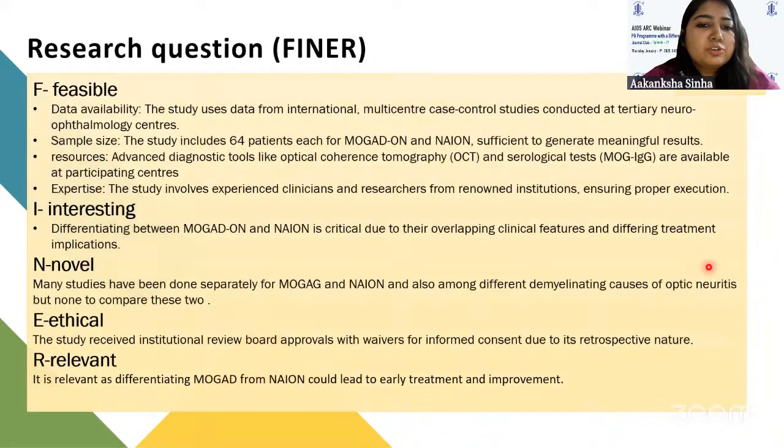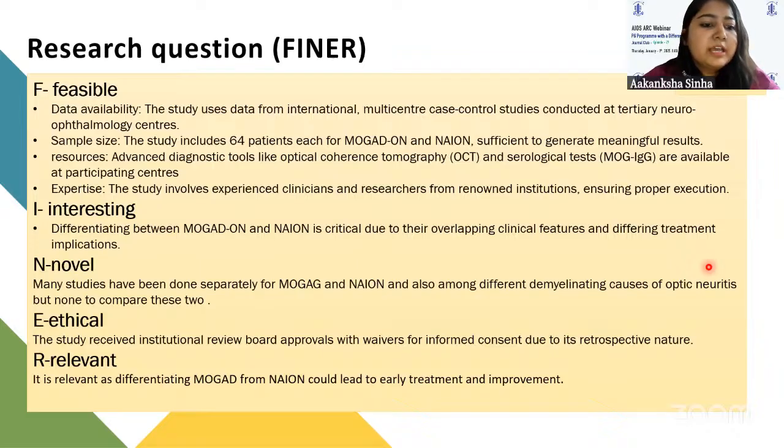Now, the research question was good. We have analyzed it according to finer criteria. It was feasible as data availability was good in a multi-centric study. Sample size was also good, 64 patients in each group. Resources used were OCT and MOG IgG, which is very good as it focuses on the latest technology. Expertise was also good as the institution is renowned and the clinicians there are assumed to have conducted the study properly.